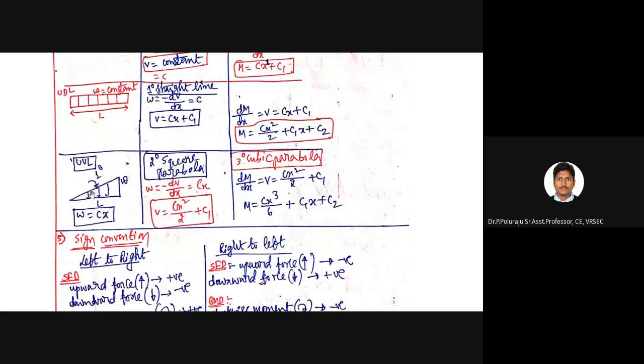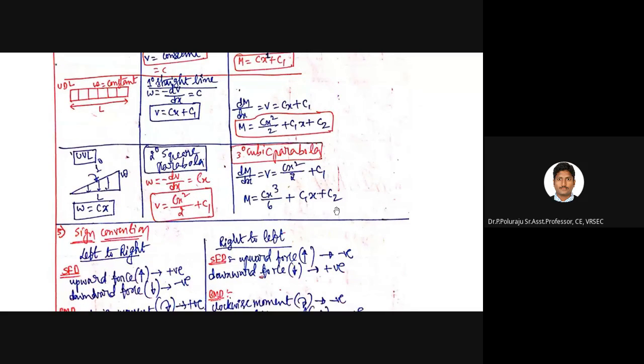Uniformly varying load means the load itself is 1 degree, and your SFD you will get as 2 degree square parabola, and W equals to minus dV by dx equals to cx. So if that is the case, you will be getting here V equals to cx square by 2 plus c1. This is an integration constant. So bending moment is 3 degree cubic parabola, dM by dx equals to V. So V is already here, cx square by 2 plus c1. From here if you apply the integration, it will become cx cube by 6 plus c1x plus c2.